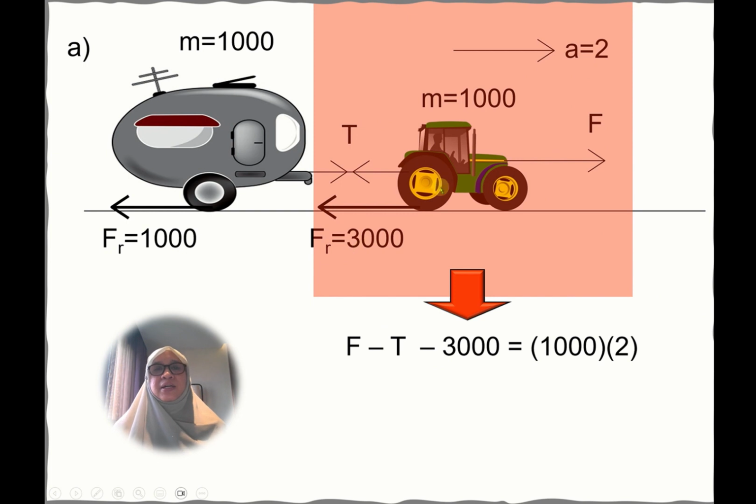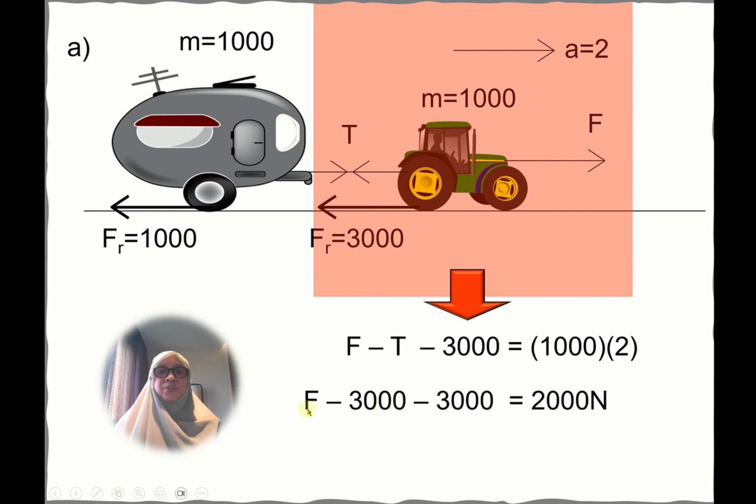So there are three forces acting on the tractor. That means F minus T and then minus friction. So F minus T minus friction equals the mass of the tractor, also 1000, times the acceleration 2. The tension we calculated already in the first part for the trailer, so we can substitute T into here, also 3000. So F minus 3000 minus 3000 again equals 1000 times 2, which is 2000 Newton. So we get the F here, the value is 8000 Newton. Okay, so this is the answer for question A.